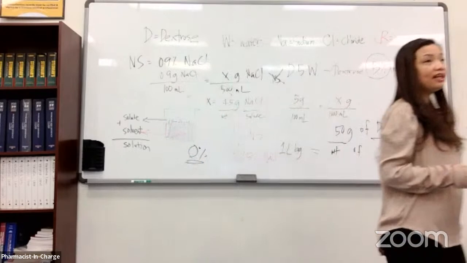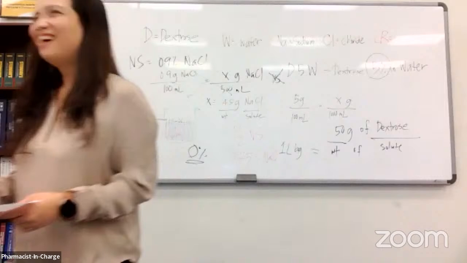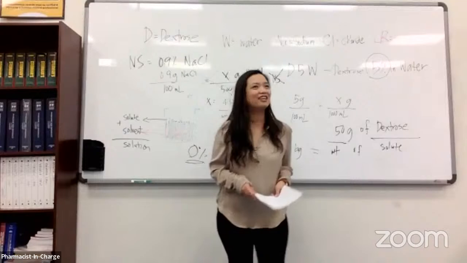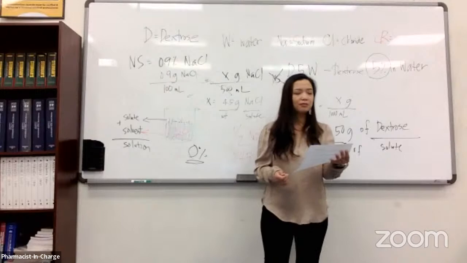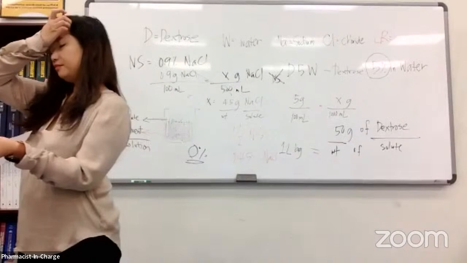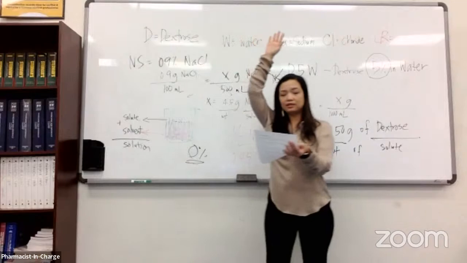Number eight, Roxy, don't hide. The more you hide, the more I see you. The more you look away, the more I call you. Okay. I got 2.25 grams. Very good. Who got 2.25 grams of sodium chloride? We're almost there. Number nine, Jonathan. 0.11 grams of sodium chloride. Who got that one? Hands up. Good job.